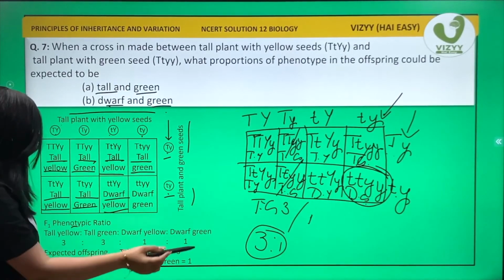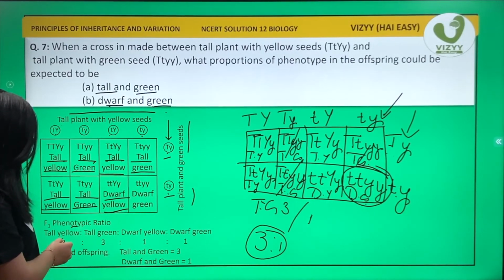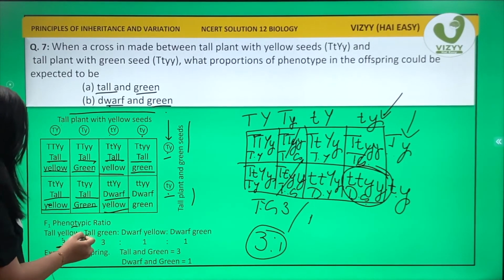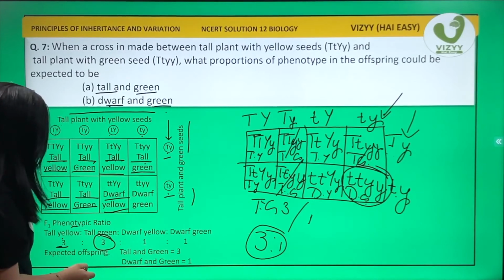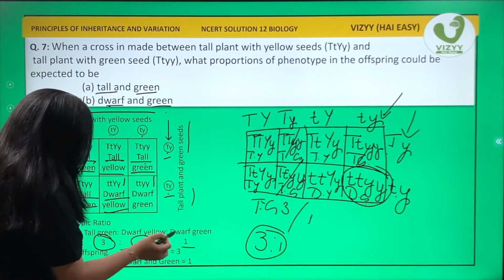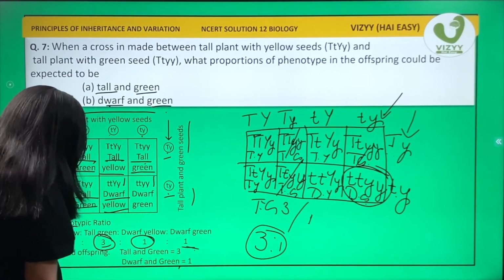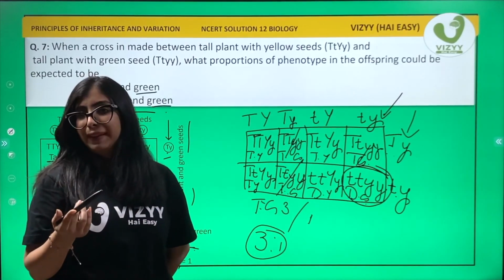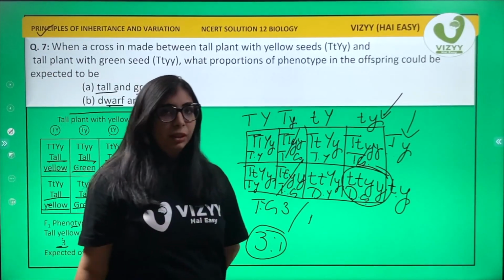This is your answer. F1 generation phenotypic ratio: tall and yellow is 3. Let's see. Tall and yellow 1, 2, 3. Tall and green is 1, 2, 3. Dwarf and yellow is 1 and dwarf and green is also 1. So tall and green is 3 and dwarf and green is 1. Expected offsprings are 3/8 and 1/8. Okay, students? So here is your question number 7 done with the cross.